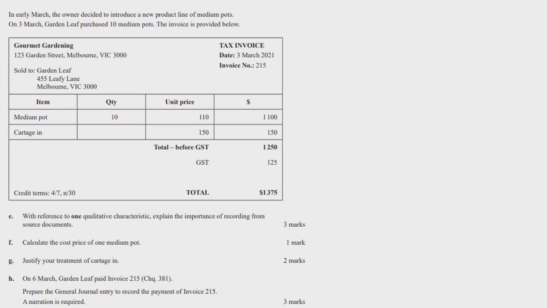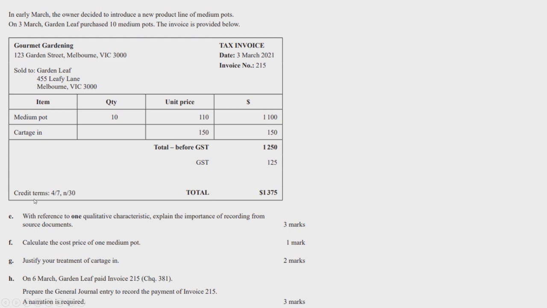H. On March 6th, Garden Leaf paid invoice 215 with check 381. Prepare a general journal entry to record that payment. So, you need to be able to tell me how you record this transaction in the general journal. Now, some easy mistakes that I usually make when it comes to this. And the only reason why I'm pointing this out is because I remember doing this test the year it came out, about half an hour after my students, and just kicking myself for losing 5% on this exam because I forgot to read the terms of the invoice.